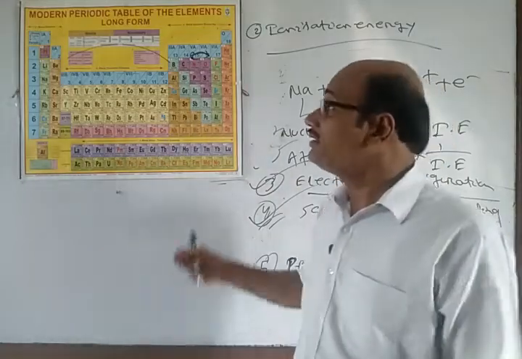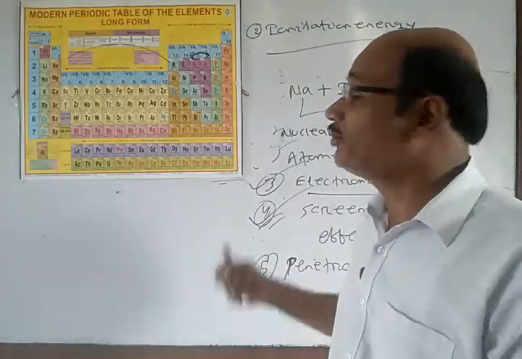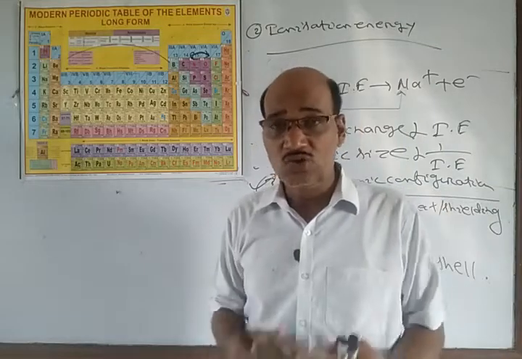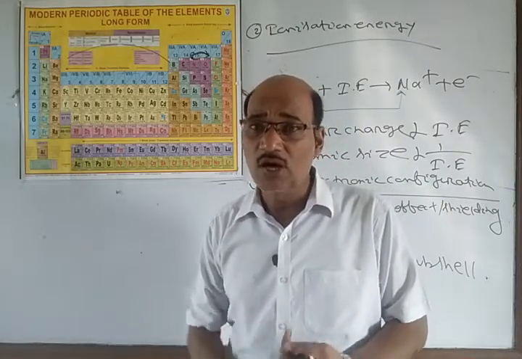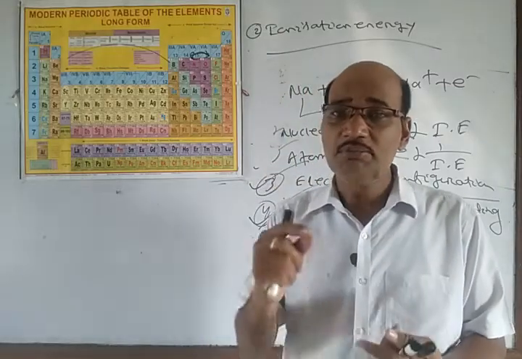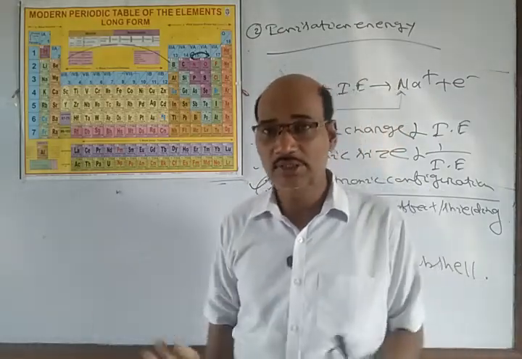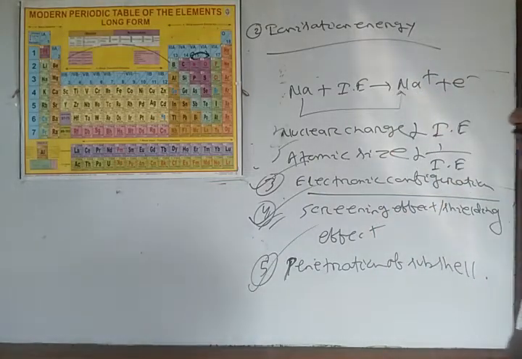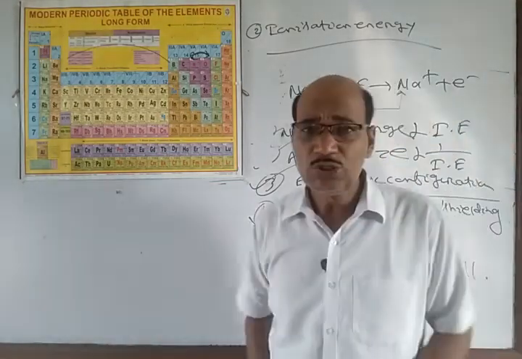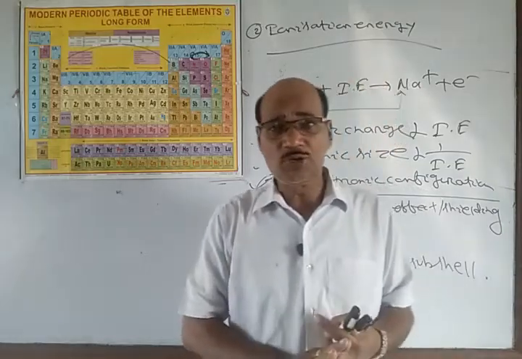So why is the ionization energy of beryllium more than boron? Two reasons are there. One is what? The stable electronic configuration. The other what? The penetration of subshell. Clear? So this is about the ionization energy. So three things we have to remember here.